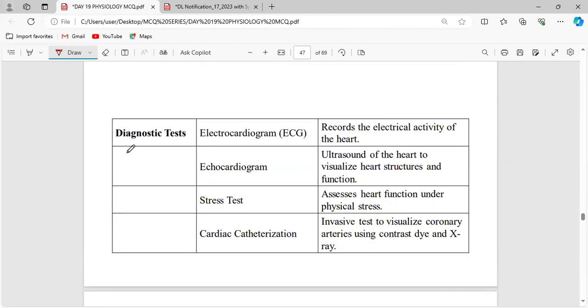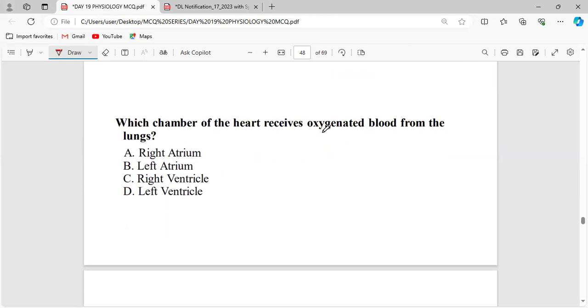And how can we diagnose heart related issues? We can use ECG. And what is the difference between ECG and EEG? EEG, electroencephalogram, is completely related to the brain. ECG is related to the electrical activity of the heart. Echocardiogram uses ultrasound of the heart to visualize the heart structures and function. We can also say the stress test, and cardiac catheterization. So these are all the diagnostic methods we can use.